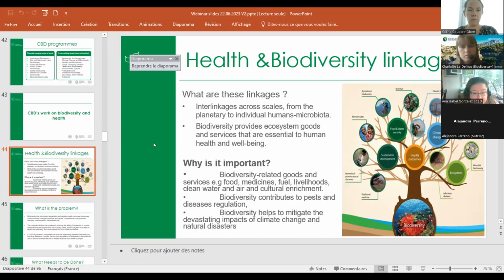To show the importance of these linkages, one can cite the examples of all the services that are provided by biodiversity, for example food, livelihood, fuel, clean water, air, and cultural enrichment. Biodiversity also contributes to reducing or regulating pests and diseases, and it also helps to mitigate the devastating impacts of climate change, natural disasters, and other drivers of biodiversity loss.